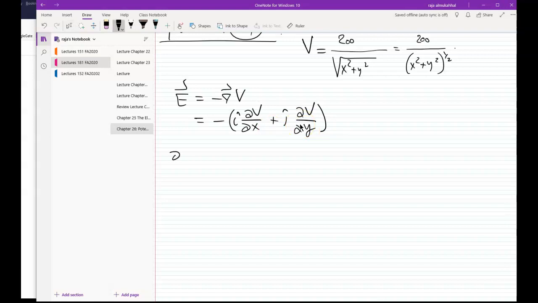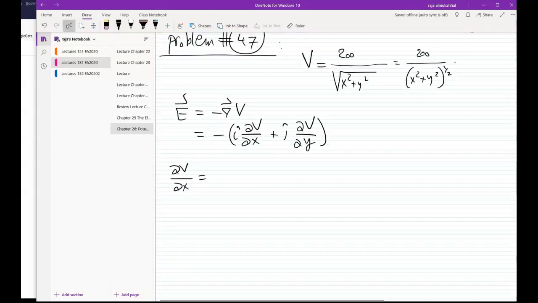So let me start with partial v, partial x, which basically means I'm taking the derivative of this one with respect to x. If you remember, I can do the quotient rule, but since this one is just a constant, I can write it this way: 100 times x squared plus y squared to the power of -1/2. Then I just use the chain rule. I think it's easier. Let's do it. I'm just going to do partial v, partial x, and leave partial v, partial y for you.